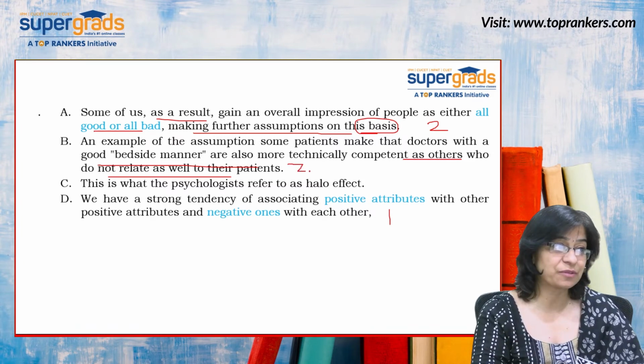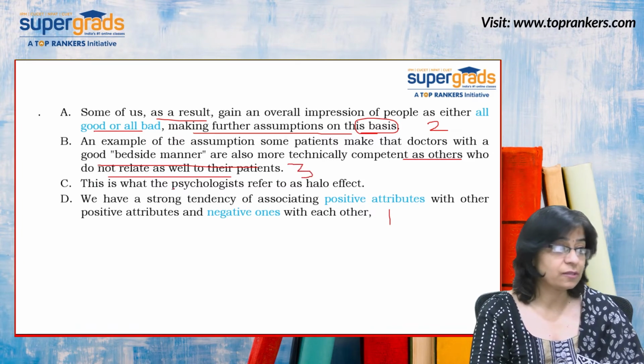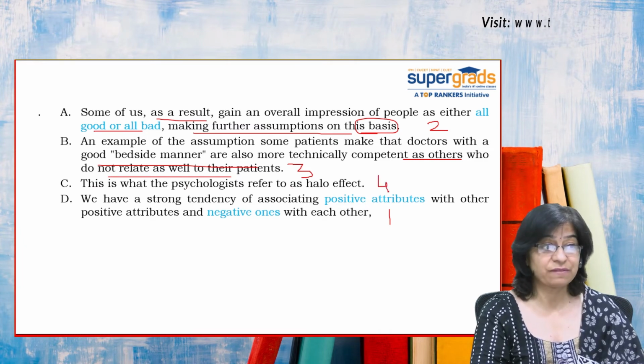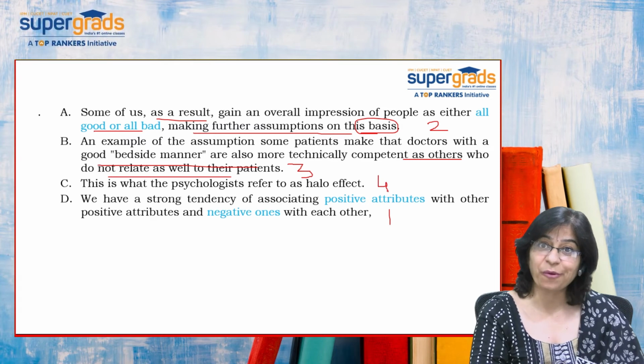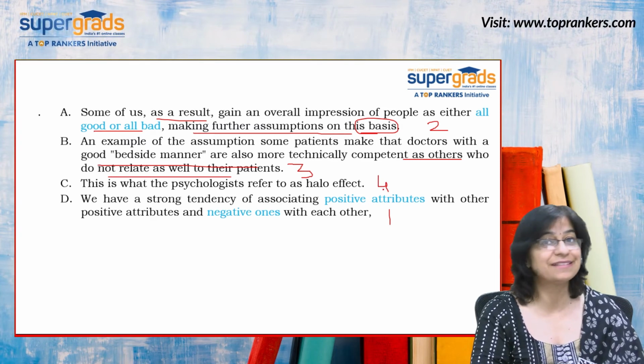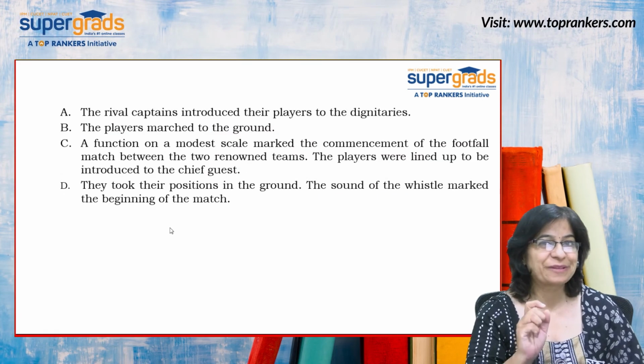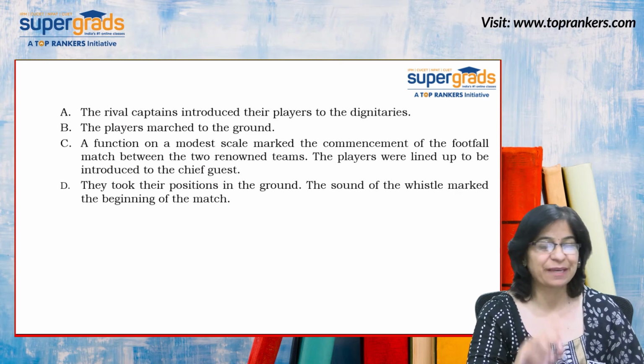So this becomes your sentence number three. This is what psychologists refer to as halo effect. A very conclusive statement, I'd say. Sentence number four. So this is how you find your answers in the theta type questions. Now let's look at another question of the same type.